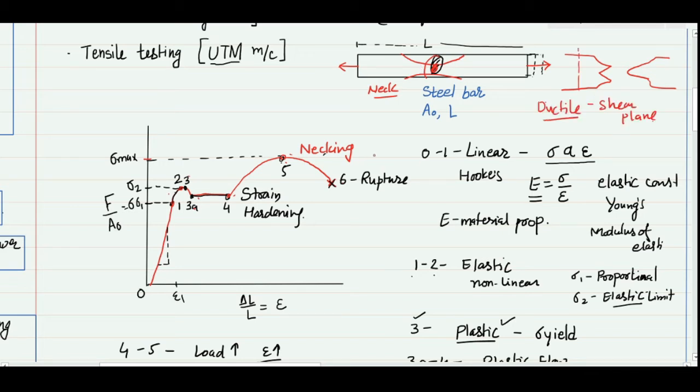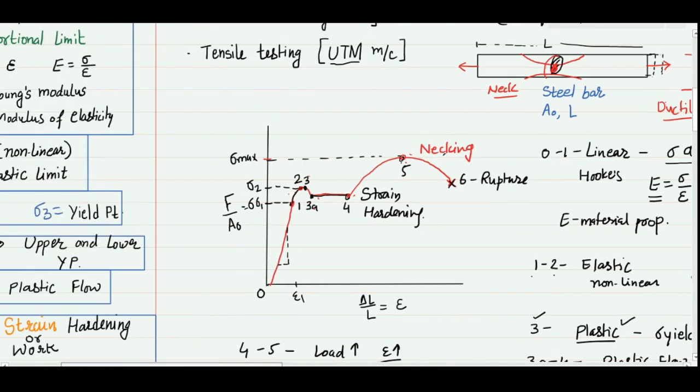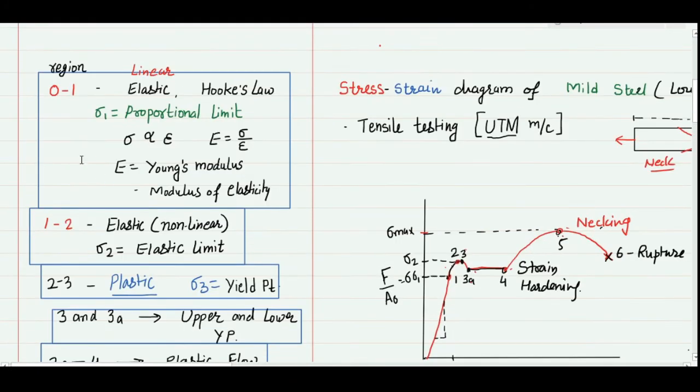So this is your stress strain diagram for steel, and if I summarize the complete point, from 0 to 1 it is elastic, Hooke's law is followed, proportional limit, stress is proportional to strain, and we call this the modulus of elasticity.